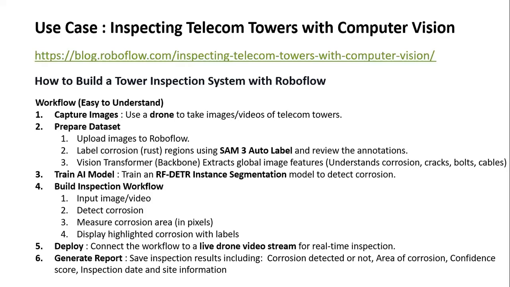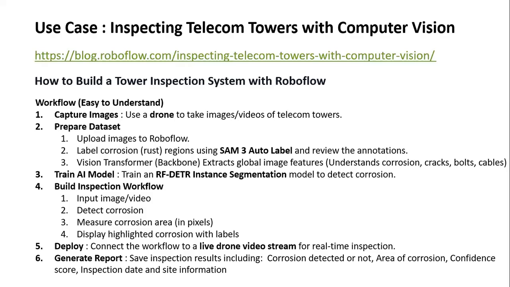Since this project is uploaded on RoboFlow, as a part of this step we need to upload the images on RoboFlow. RoboFlow is used for labeling or annotation of the images. So we can label corrosion or rust regions using a model called the SAM3 auto label model. We can give annotation to the images. Next step, we need to use a vision transformer to extract the global image features, like it understands corrosion, cracks, bolts, cables, or the entire status of the tower. This is done by the vision transformer.